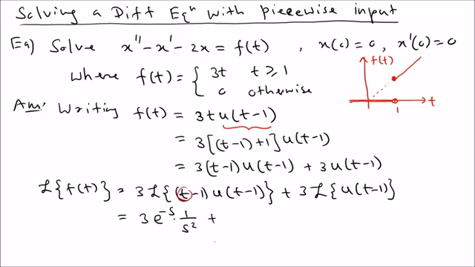Plus the second one, which is 3 times e to the minus s over s. Now we can take the common denominator, which is s squared. So we can write this as (3s plus 3) over s squared times e to the minus s. Okay, so that's the Laplace transform of the input function.